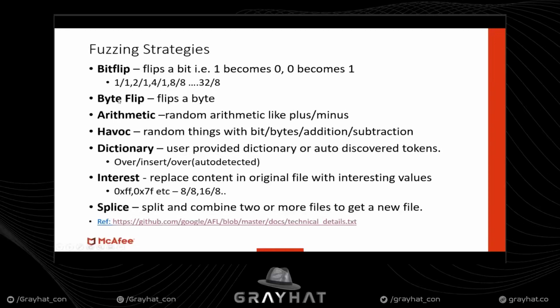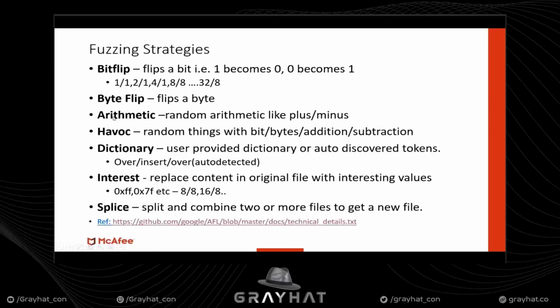Now the next strategy is byte flip. In byte flip, it will flip the byte, and it uses the same convention: it will flip 1 byte at a distance of 1, or 2 bytes at a distance of 1, or it can flip 32 bytes at a distance of 8, etc.